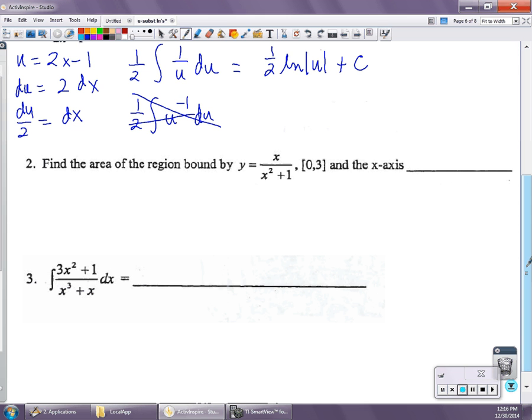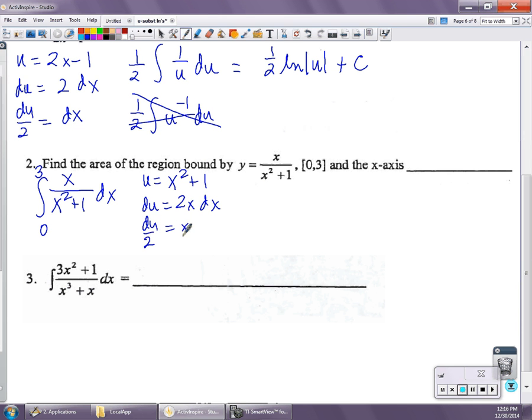All right, number 2 says find the area of the region bound by this curve from 0 to 3 and the x-axis. So we're going to accumulate the area starting at 0, stopping at 3 of x over x squared plus 1 dx. There's an inside and an outside function, so I'm going to let u equal x squared plus 1. Du is equal to 2x dx. Get rid of the 2, and we get x dx.